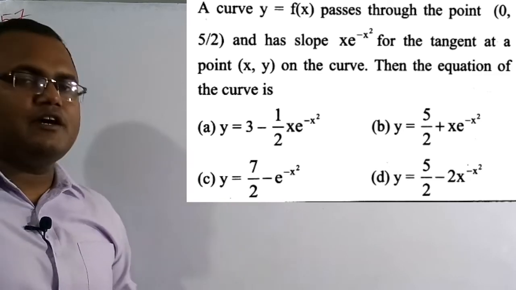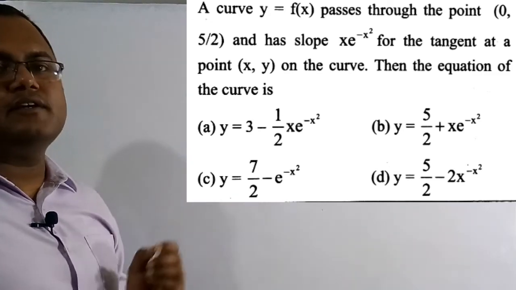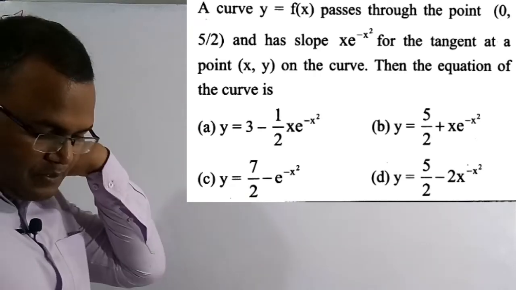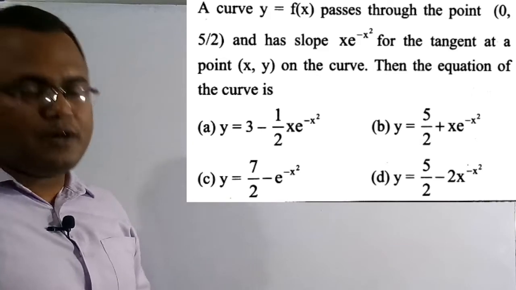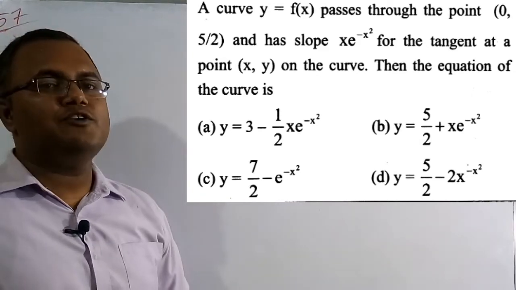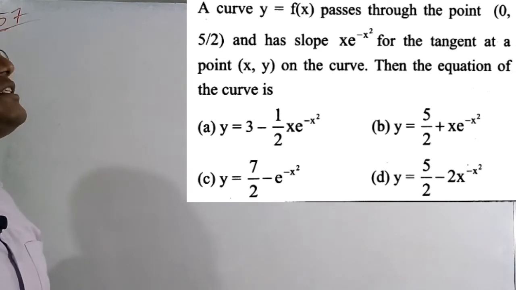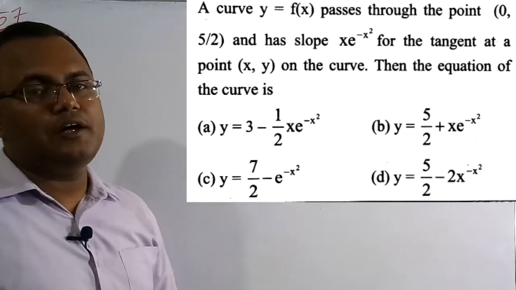Then the equation of the curve is... So basically in the question they are given a slope of the curve at a particular point, which is x into e to the power of minus x square, and also they are given that this curve is going to pass through a point which is (0, 5/2). So based on these conditions we have to find what is the equation of this curve. So here all the options are wrong.